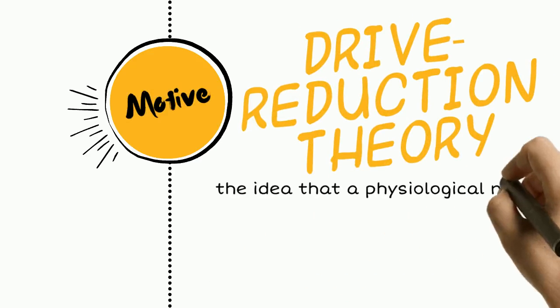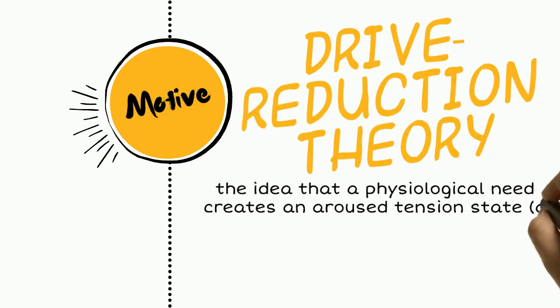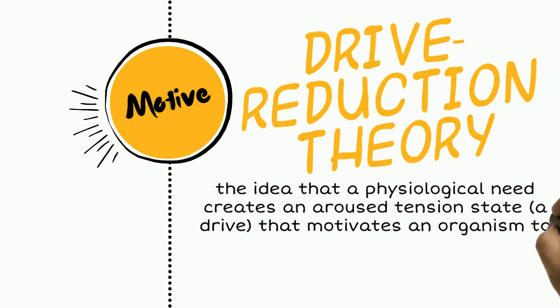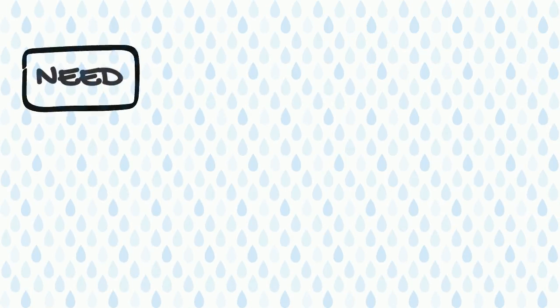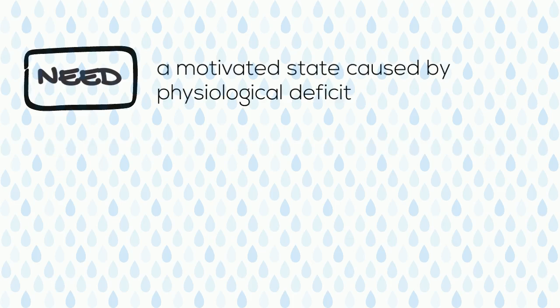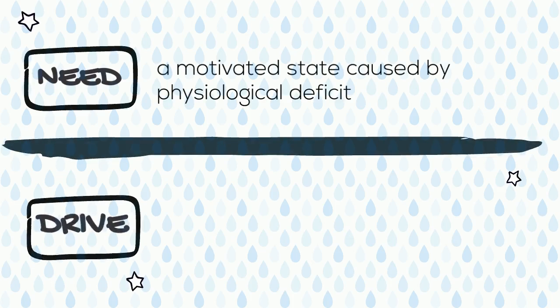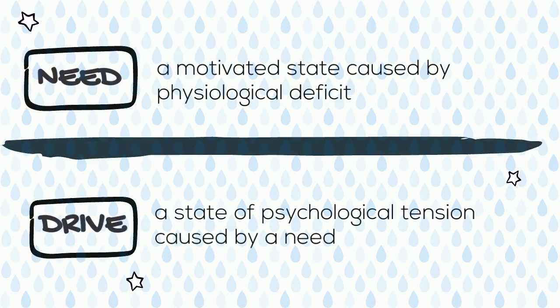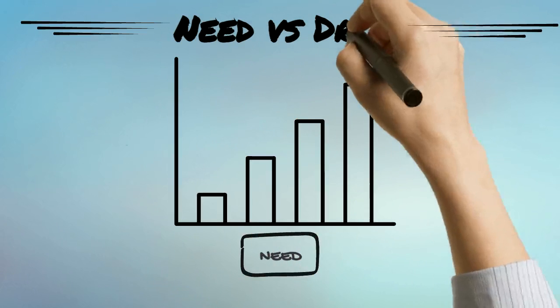The drive reduction theory is the idea that a physiological need creates an aroused tension state, or a drive, that motivates an organism to satisfy the need. Need is a state caused by a physiological deficit, such as a lack of food or water. A drive is a state of psychological tension caused by a need, which gives us motivation. When a physiological need increases, so does the drive.